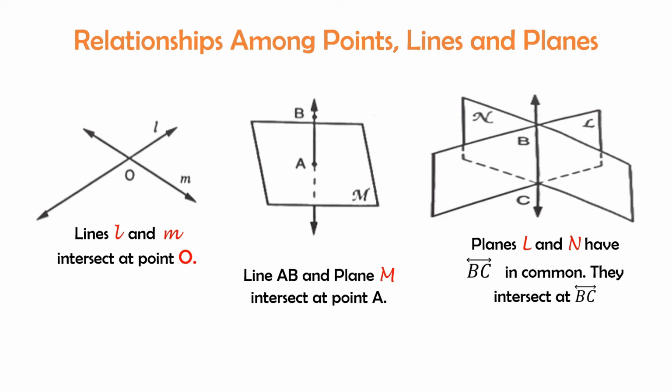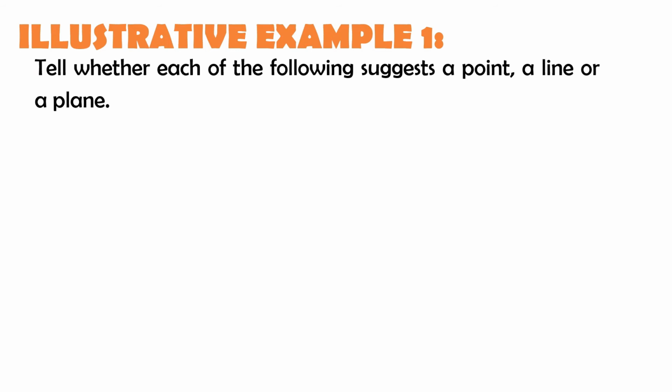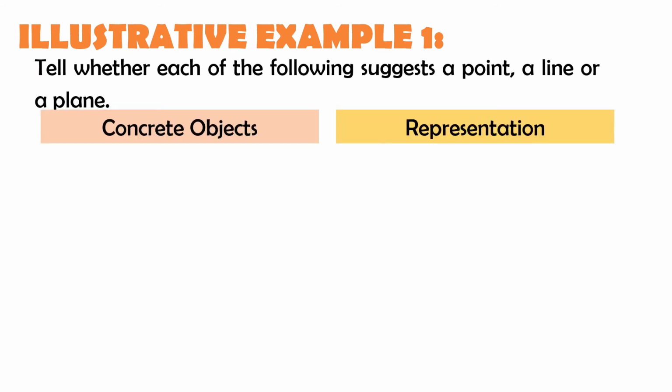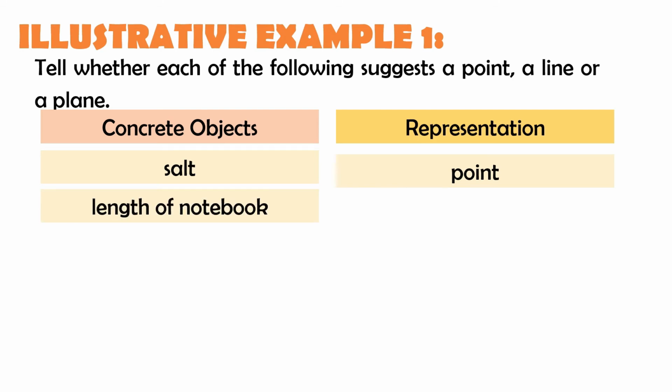Let's apply the concept learned about points, lines, and planes in dealing with the following examples. Tell whether each of the given concrete objects is a representation of a point, line, or a plane. Correct, that is a point. How about the length of notebook? That's right, it is a line. Next, wall. Correct, that is a plane.